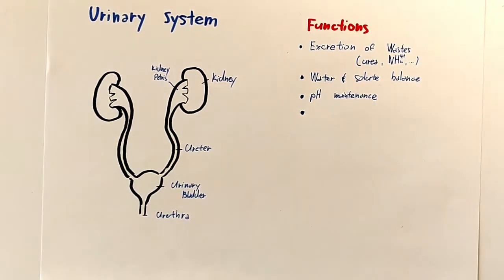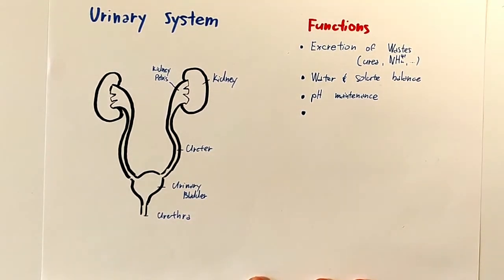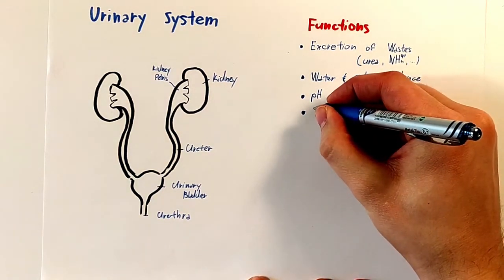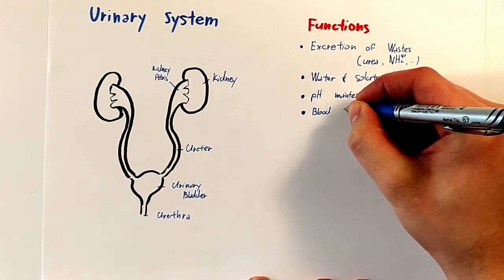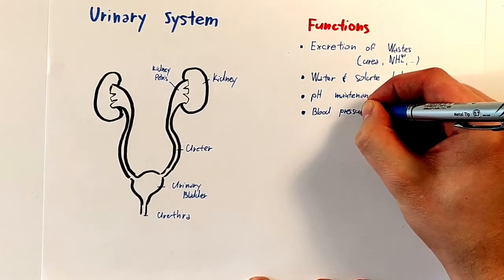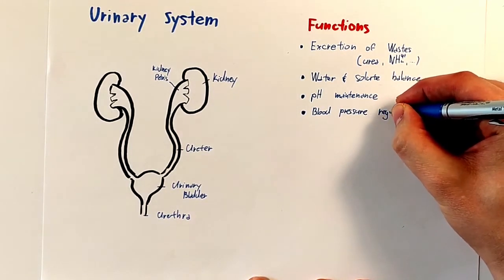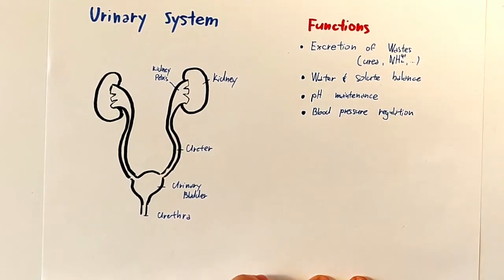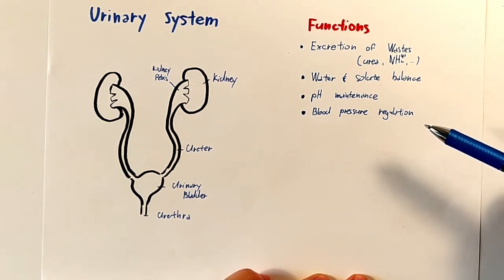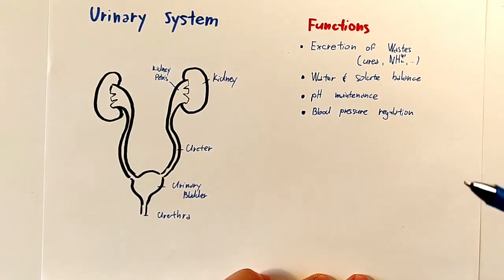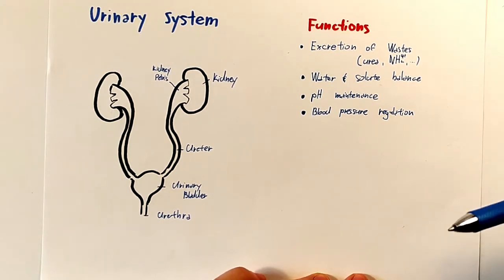Next, also very important, especially for future clinical practice, would be blood pressure regulation. There are several hormones that either are produced in the kidney or act on the kidney that are involved in blood pressure. Actually, the majority of the drugs, or at least a big part of the drugs that you give against blood pressure, do not function in the heart or in the blood vessels, but on the kidneys.